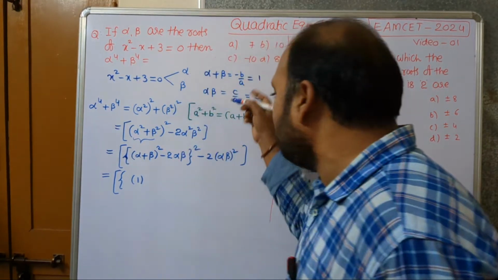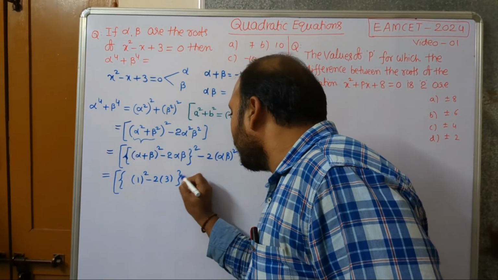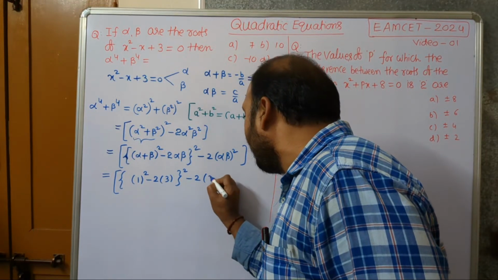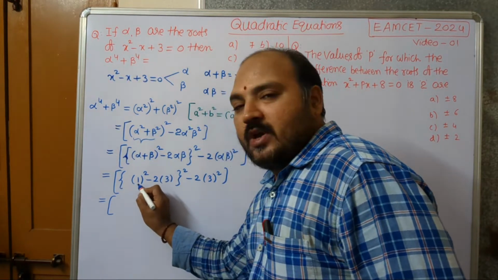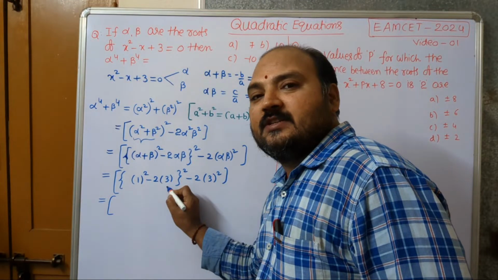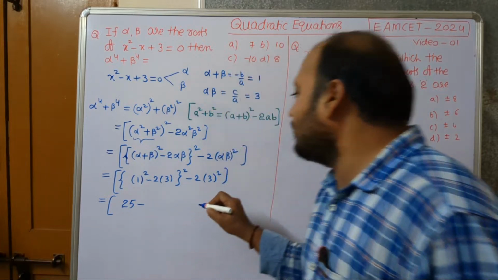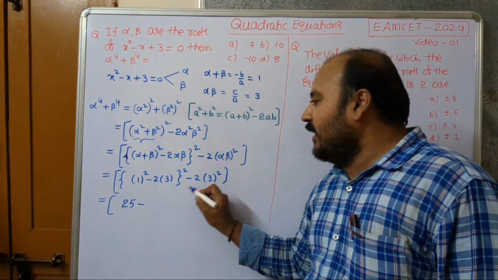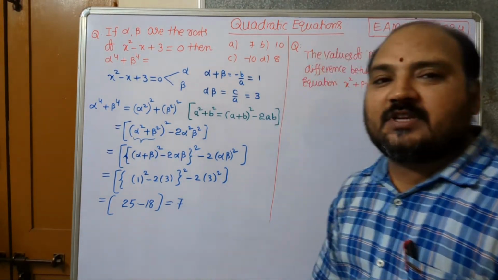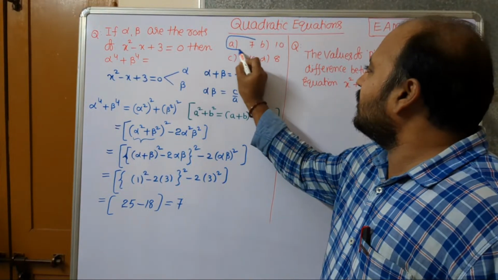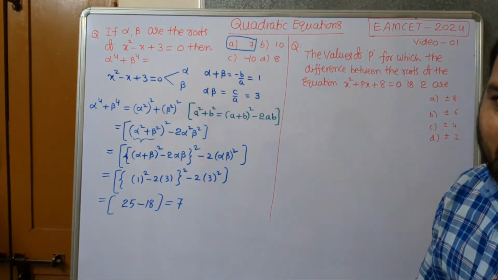alpha plus beta value 1 square minus 2 into alpha beta value 3, whole square, minus 2 into alpha beta value 3 whole square. So we will simplify: 1 square is 1, minus 6, 1 minus 6 is minus 5, whole square is 25, minus 2 into 3 square 9, 9 2s are 18. So 25 minus 18 which is equal to 7. It is there in the first option, dear students. I hope you understand. I will move to another question now.